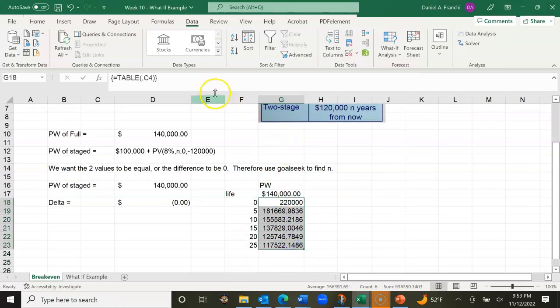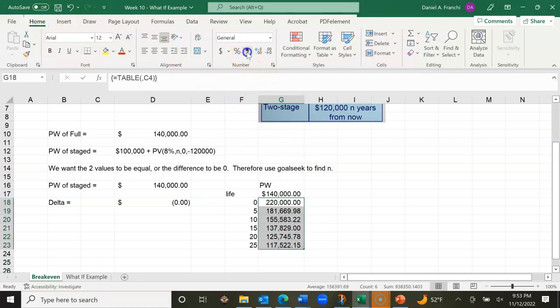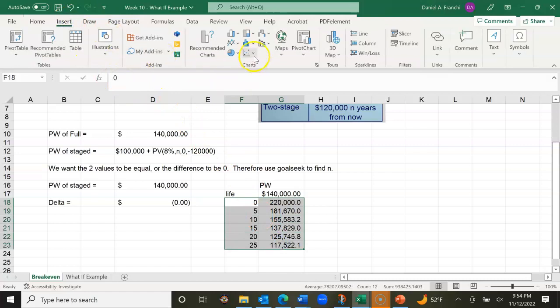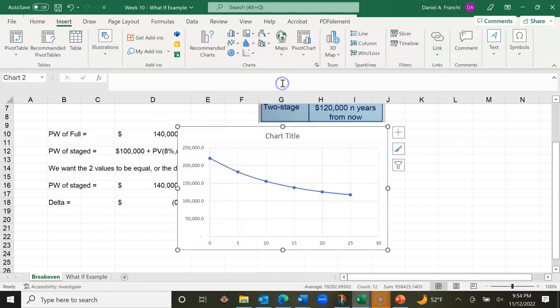And so let's get this down to see what this looks like with the column. You can see that the 140,000 is right in here. So at a life of 0, it's the 220,000. A life of 5, the present worth of two-stage construction is 181,000. And we can graph this now. And then we would have our line of 140 would cross right through here.